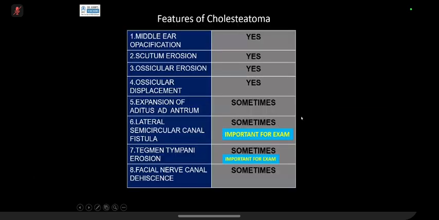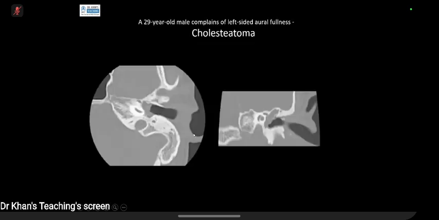So please remember that you will see middle ear opacification. These are the features which are commonly seen and might not be seen in each and every case. Scutum can be eroded, ossicular erosion can be there, ossicular displacement, so it can displace the ossicles as a mass. Expansion of aditus ad antrum can happen. Lateral semicircular canal fistula is extremely important for the exam. These patients will be very symptomatic because they will be dizzy, etc. Tegmen tympani erosion is important. Facial nerve dehiscence will be there. In our case, which I have shown you, there is facial nerve dehiscence and there is lateral semicircular canal fistula.